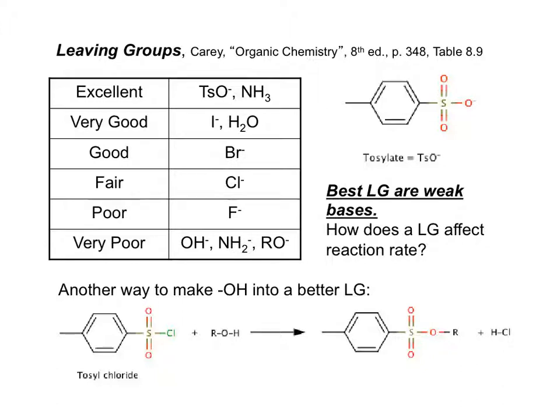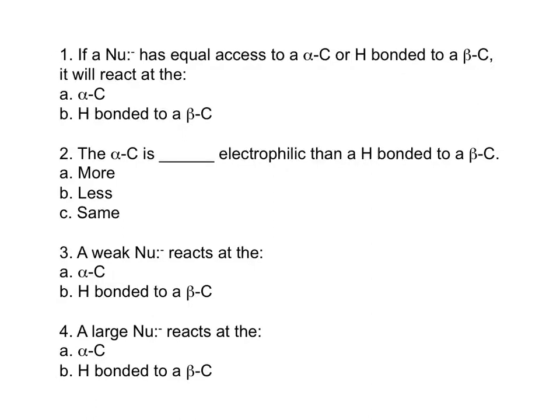This table ranks the leaving groups from best to worst. So far we've looked at these leaving groups. Those leaving groups are found in alcohols or alkyl halides. Later in this course we'll look at other functional groups which can also behave as leaving groups. We've looked at the factors that determine whether a substitution product or elimination product forms. So stop the video and answer these questions.